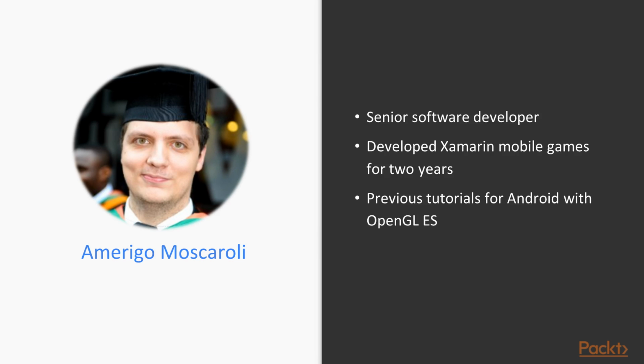My name is Amerigo Moscaroli and I am a senior software developer and have been developing Xamarin mobile games for the last 2 years, as well as releasing 3 games on the App Store and the Google Play Store. I have also previously created tutorials for creating games on Android with OpenGLES.